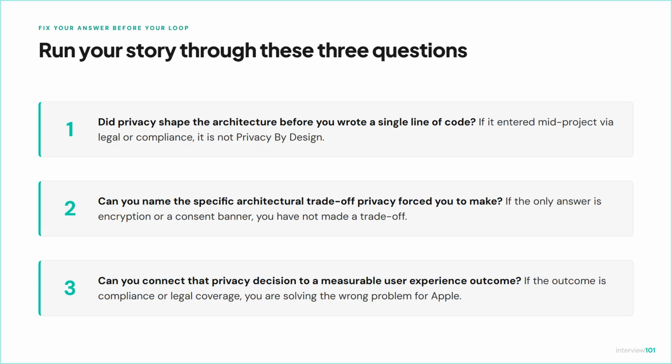Question 2. Can you name the specific architectural trade-off privacy forced you to make? If the only answer is encryption or a consent banner, you have not made a trade-off. Question 3. Can you connect that privacy decision to a measurable user experience outcome? If the outcome is compliance or legal coverage, you are solving the wrong problem for Apple.